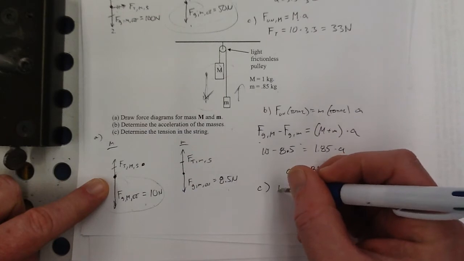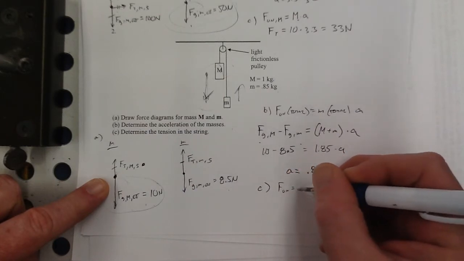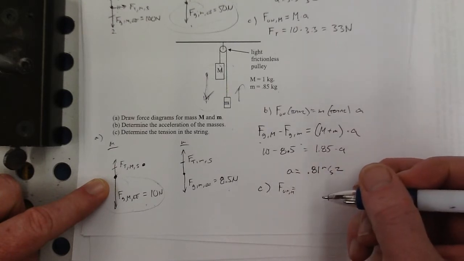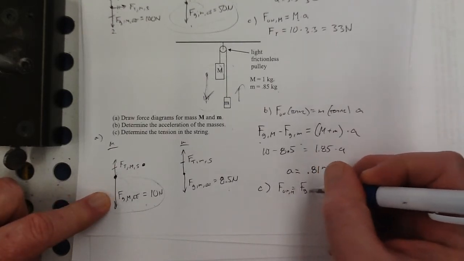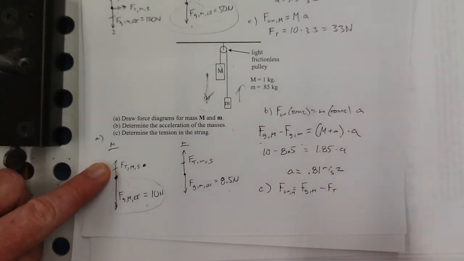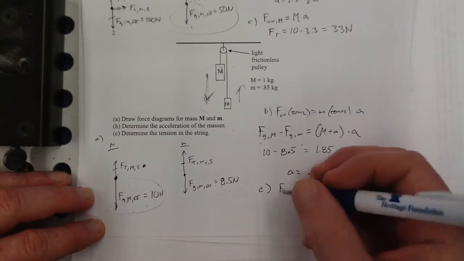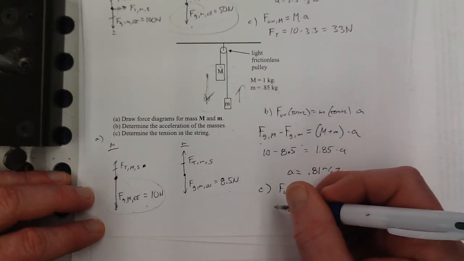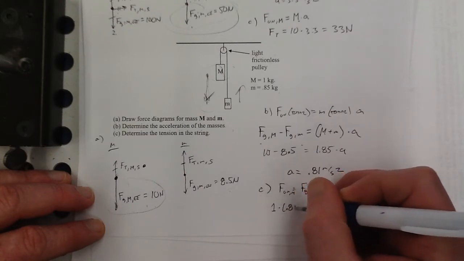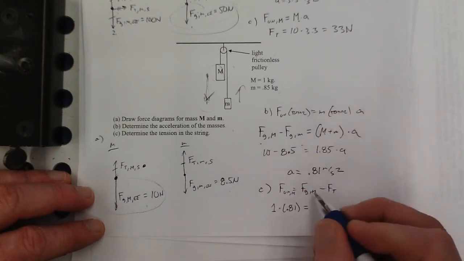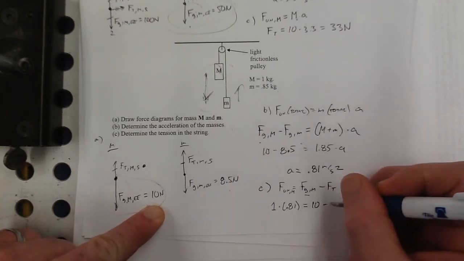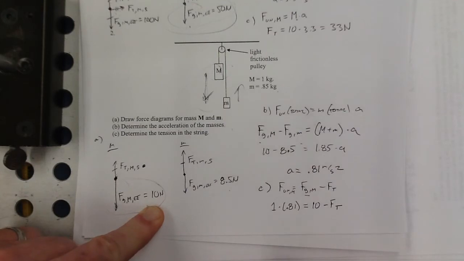So the unbalanced force on the big M is equal to the force of gravity on big M, winning, minus the force of tension, losing. Now, unbalanced force is equal to mass times acceleration. So the mass of the big one is 1 times the acceleration, 0.81, is equal to the force of gravity on the big one, which is 10, minus the force of tension.